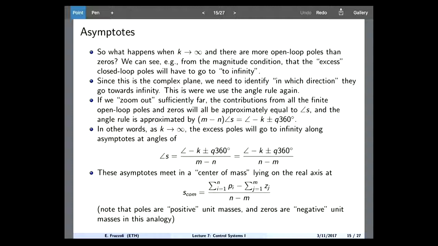Essentially what this means is that the angles of these asymptotes will be given by this formula, okay? So either 0 or 360 degrees divided by n minus m, or 180 degrees divided by n minus m. These asymptotes will actually meet at a point that you can think of as a center of mass. It's a point that needs to lie on the real axis. Think of it as a center of mass where the poles have unit mass and the zeros have negative unit mass, okay?